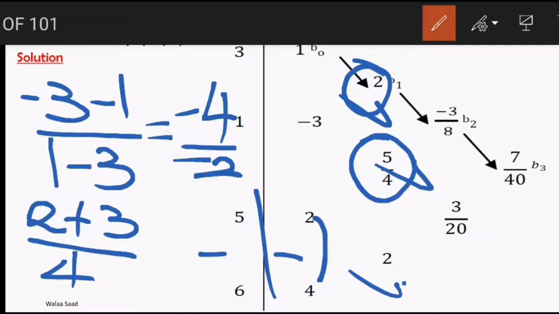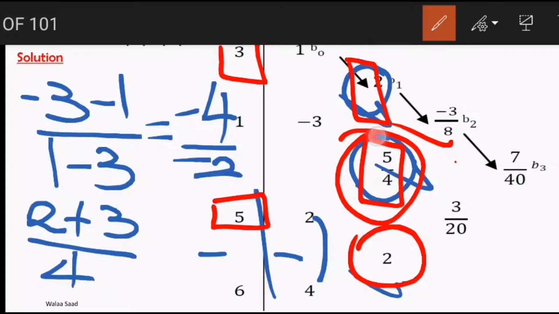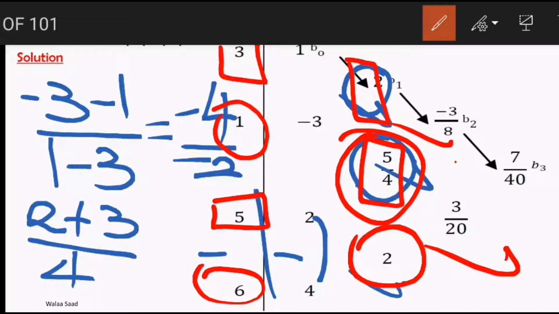And then again, we use the 5 over 4 along with the 2. So we use now the 5 over 4 minus 2 over what? Over 5 minus 3. Perfect. And this will get -3 over 8. And then we move to 2. It's 2 minus 5 over 4 and divided by 6 minus 1. And we construct the 3 over 20.